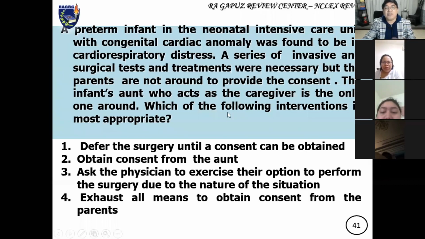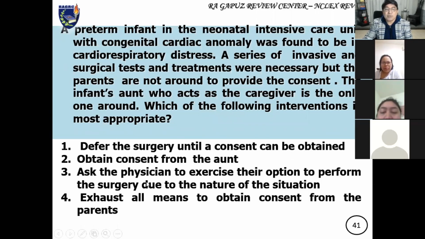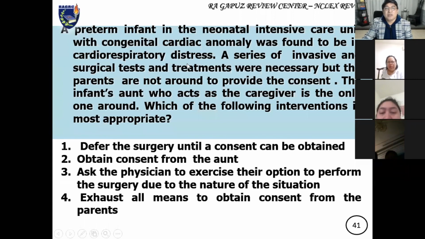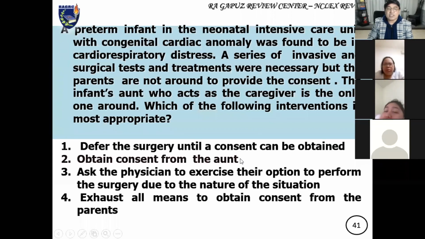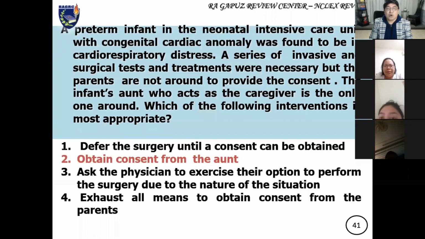Now, if you are in this situation, what are you going to do? Are you going to defer the surgery until a consent can be obtained, obtain consent from the aunt, ask the physician to exercise their option to perform the surgery due to the nature of the situation, or exhaust all means to obtain consent from the parents? Now, take note, you have a preterm infant. The infant is in a cardiorespiratory distress. This is an emergency condition, and you have the aunt who acts as a caregiver. So obtain consent from the aunt. That is the best option.